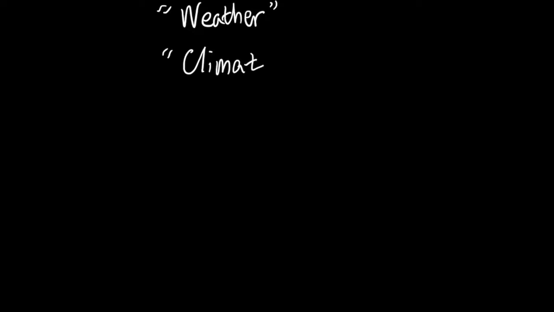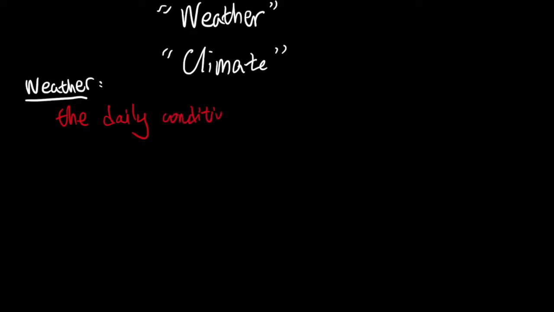Okay. So first, we're going to know the meaning of weather and the meaning of climate. So, weather, this word is the daily condition in the atmosphere in a certain place.